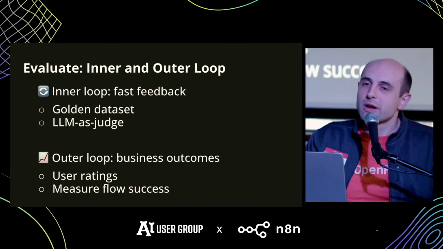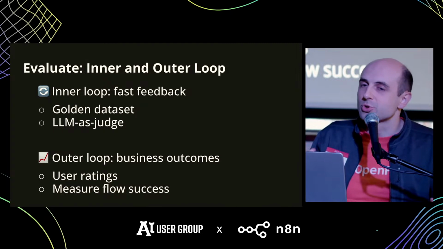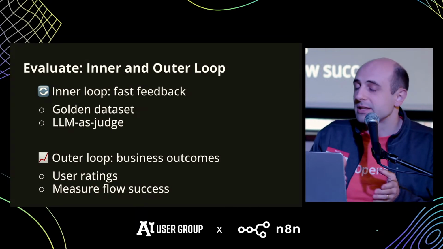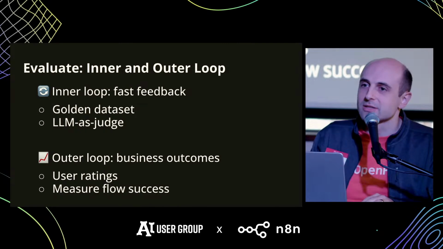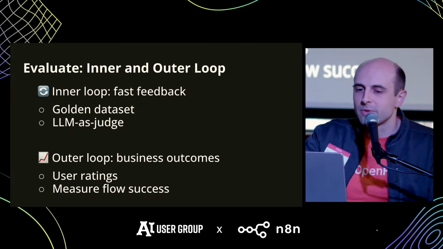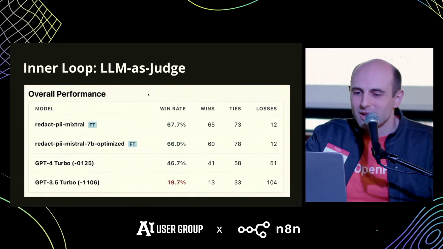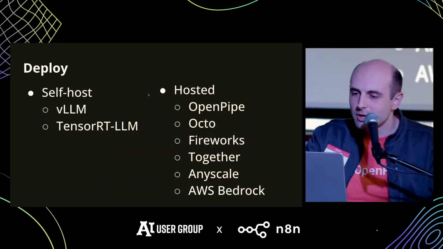And then you also want an outer loop of evaluations. This is: what is the actual business impact I am trying to use this model for? What is the actual higher level goal, and how do I measure if it's doing that or not? That's going to be very specific to your task, and typically requires running this in production and seeing what outcomes you get. But usually you do that once you're happy with the fast evals, that it seems like things are mostly working. Okay, and then finally you need to deploy it.